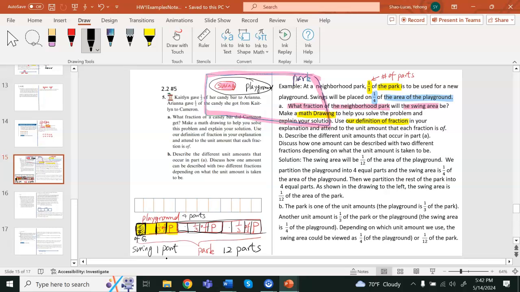So now we can compare, and you can see that the swing area, 1 part, compared to the playground, is 1/4, because 1 out of 4. But if you compare the swing area to the park, it's going to be 1/12, because the swing area is only 1 part, but the park is 12 parts. So it's 1 out of 12. So that's how I got the answer 1/12.